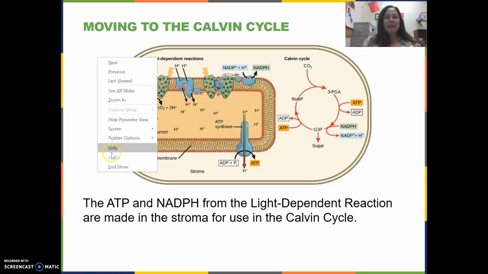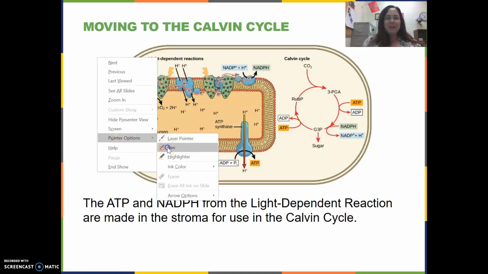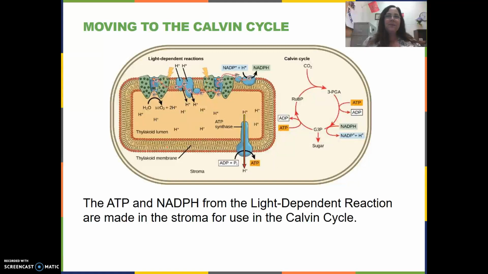This is part 3 of the Chapter 8 lecture notes. We're moving on to the Calvin cycle. We covered the light-dependent reactions, or you could just say the light reactions. What you're seeing here is basically an illustration of a chloroplast in cross-section.